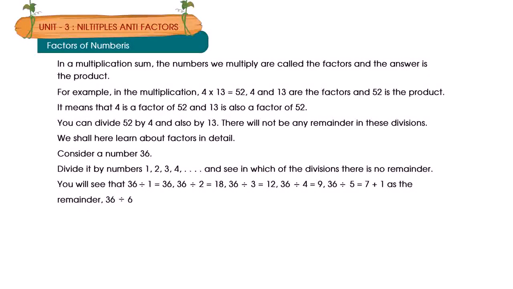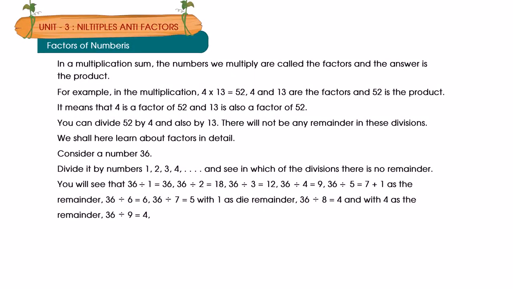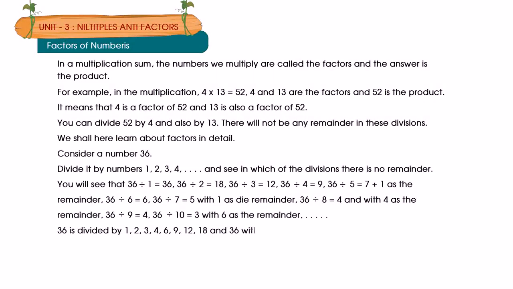36 divided by 6 is equal to 6. 36 divided by 7 is equal to 5 with 1 as the remainder. 36 divided by 8 is equal to 4 with 4 as the remainder. 36 divided by 9 is equal to 4. 36 divided by 10 is equal to 3 with 6 as the remainder and so on. 36 is divided by 1, 2, 3, 4, 6, 9, 12, 18 and 36 without any remainder.